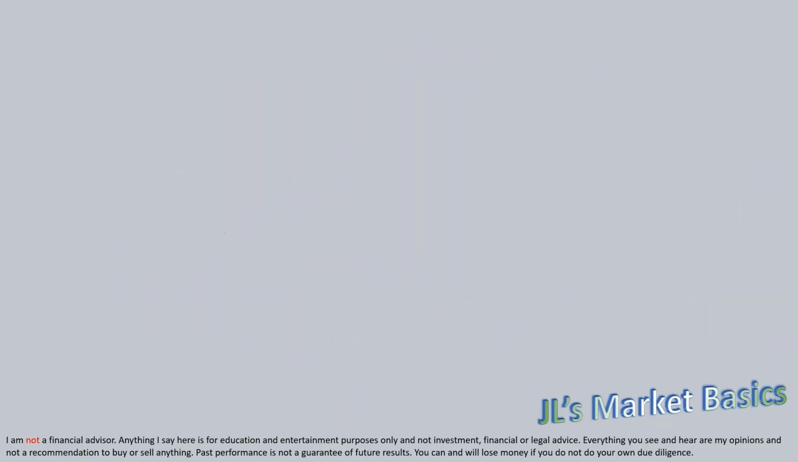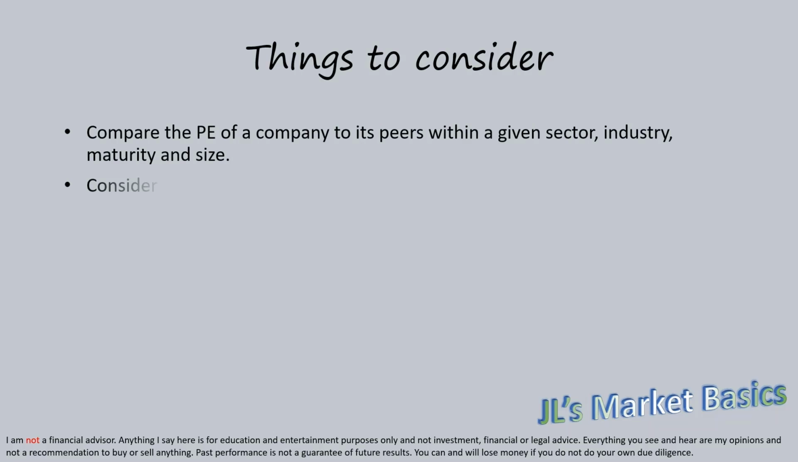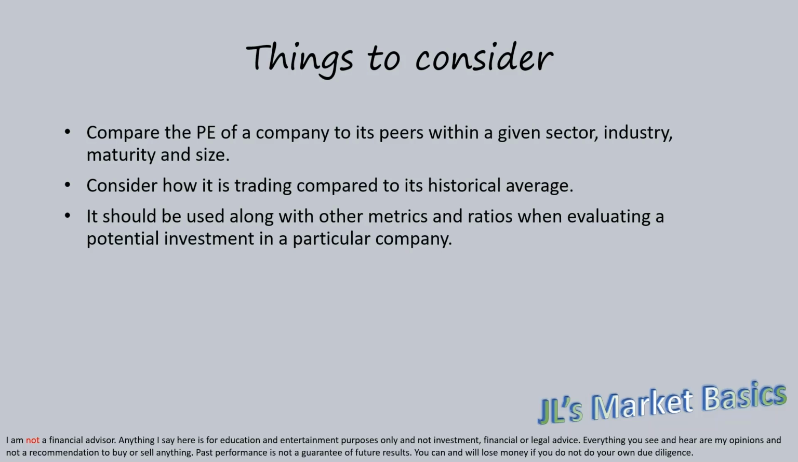Some things to consider when looking at the PE ratio is to compare the PE of a company to its peers within a given sector, industry, maturity, and size. Also consider how it is trading compared to historical average. It should also be used along with other metrics and ratios when evaluating a potential investment in a particular company.